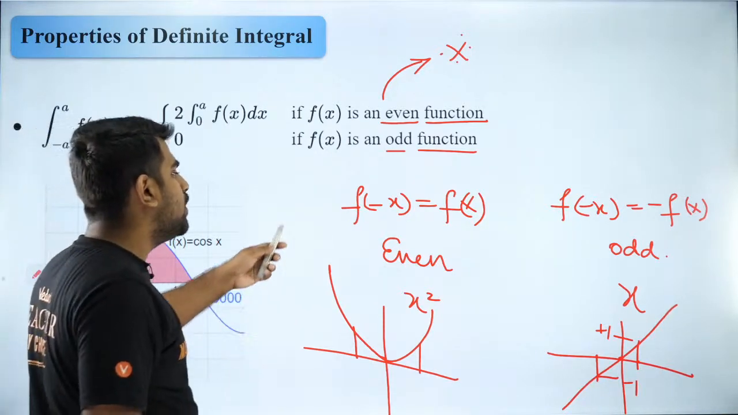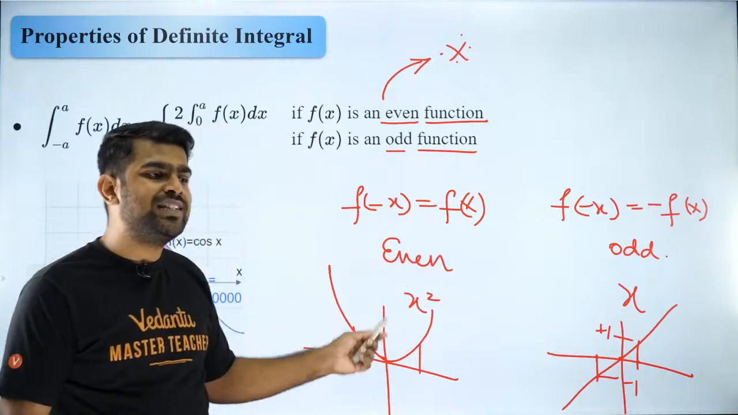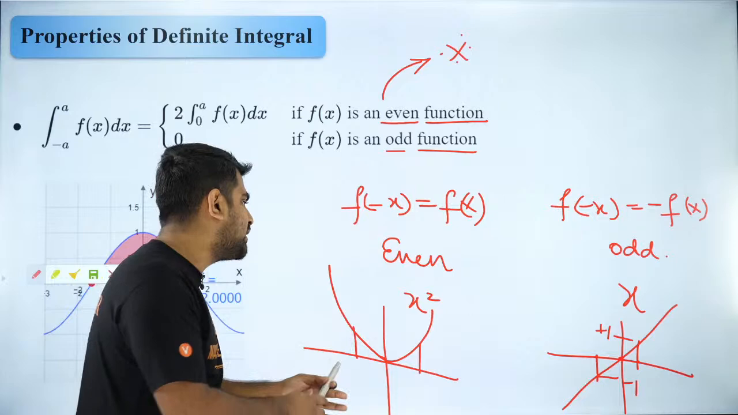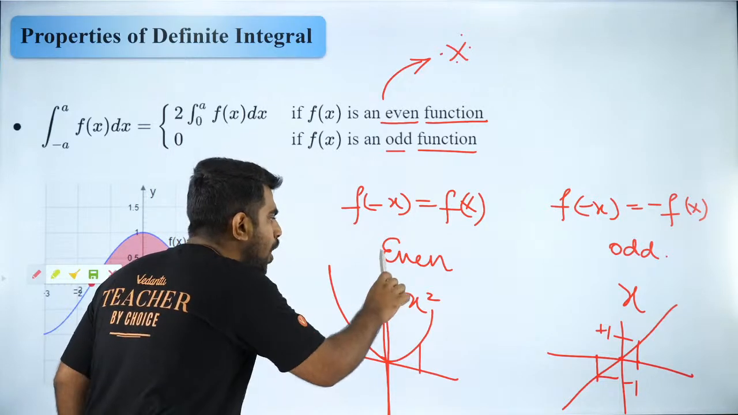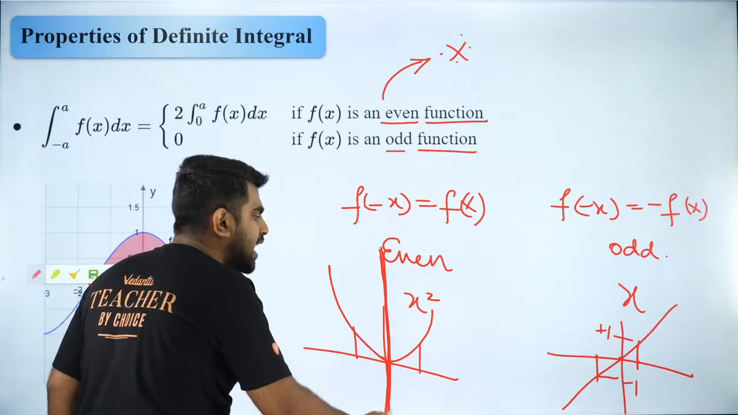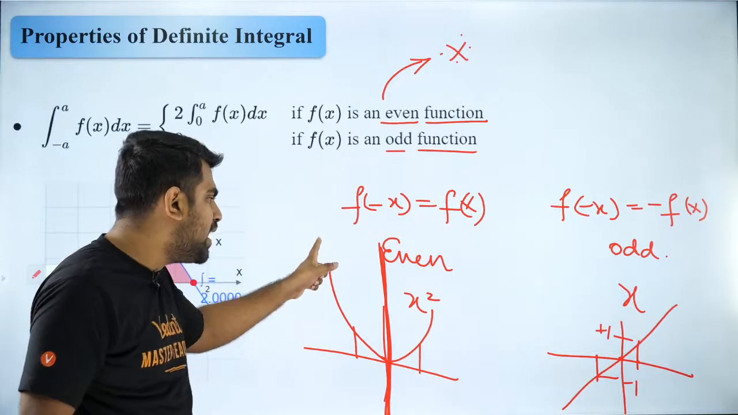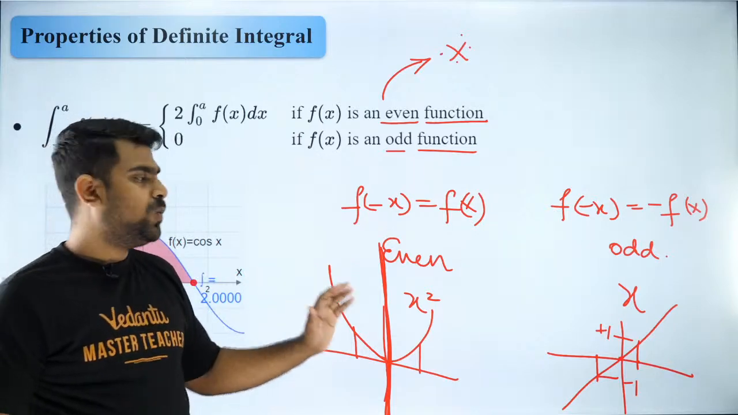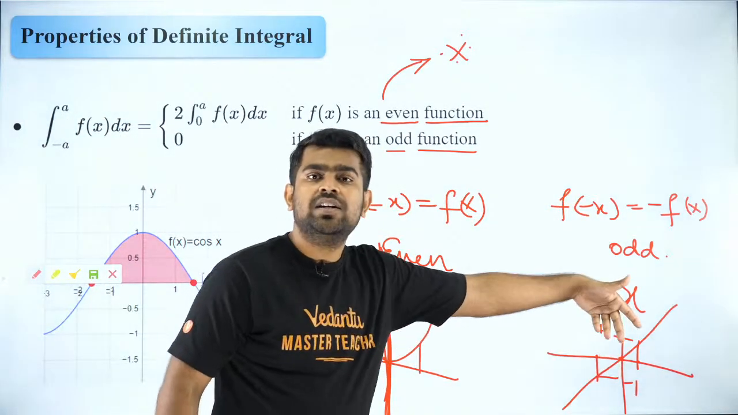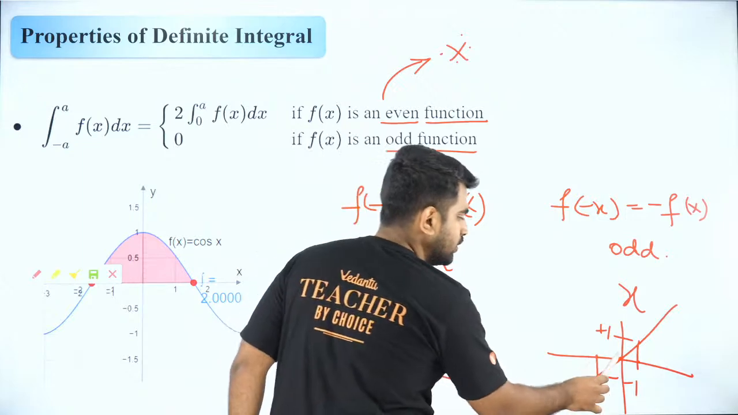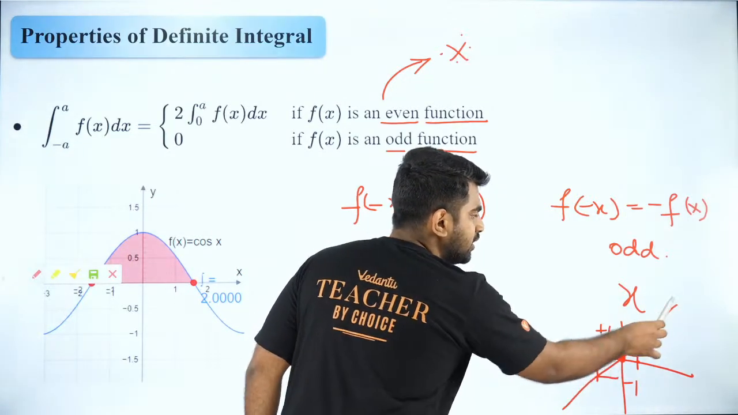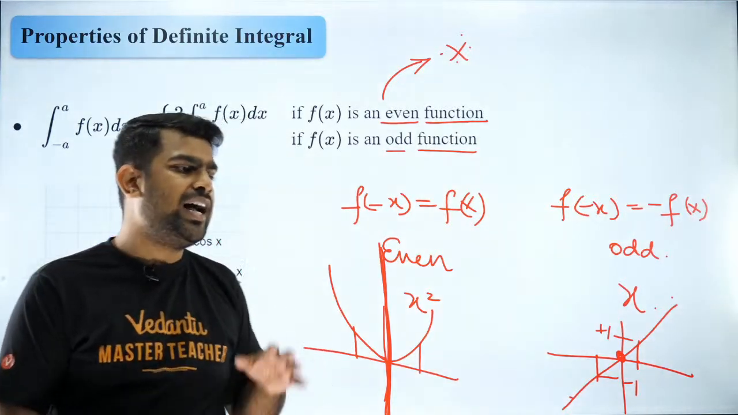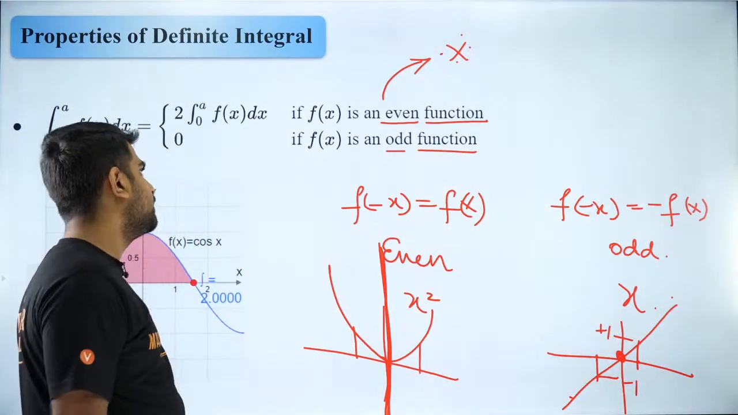So did you guys understand even and odd functions? What can I say over here? Even functions are symmetric about the y-axis. Can you all see that? This is my y-axis. Even functions are always symmetric about the y-axis, whereas odd functions are always symmetric about the origin. So about this origin, this and this will be symmetrical. That is the speciality of an odd function. I hope you guys are all noting it down.